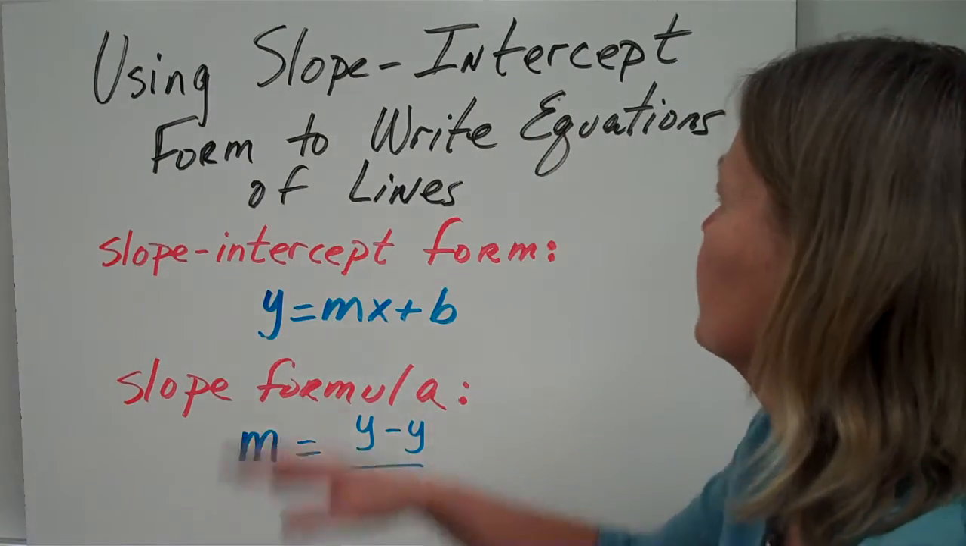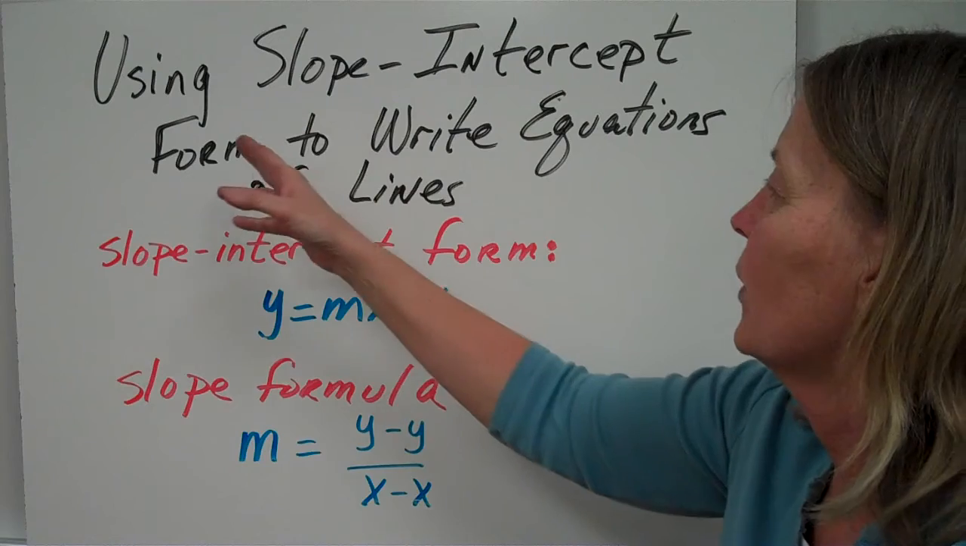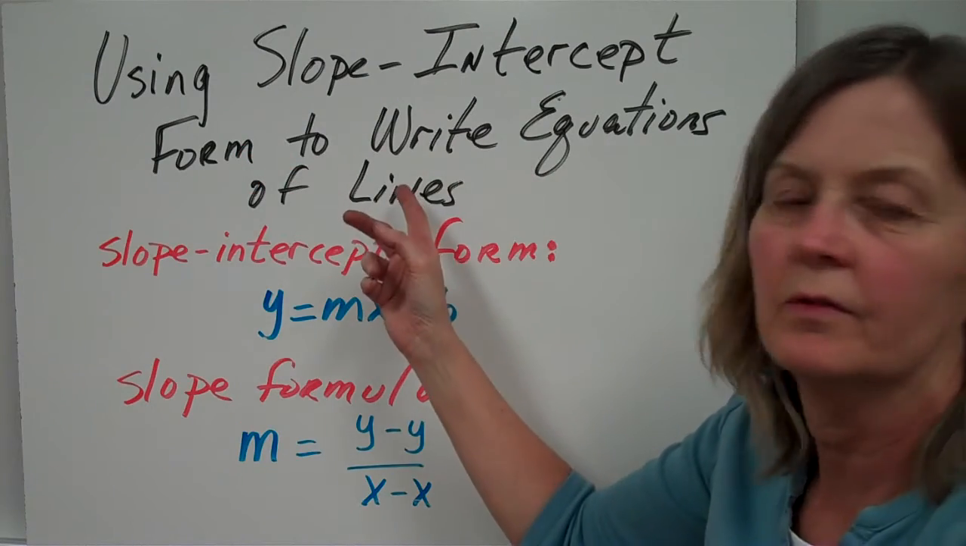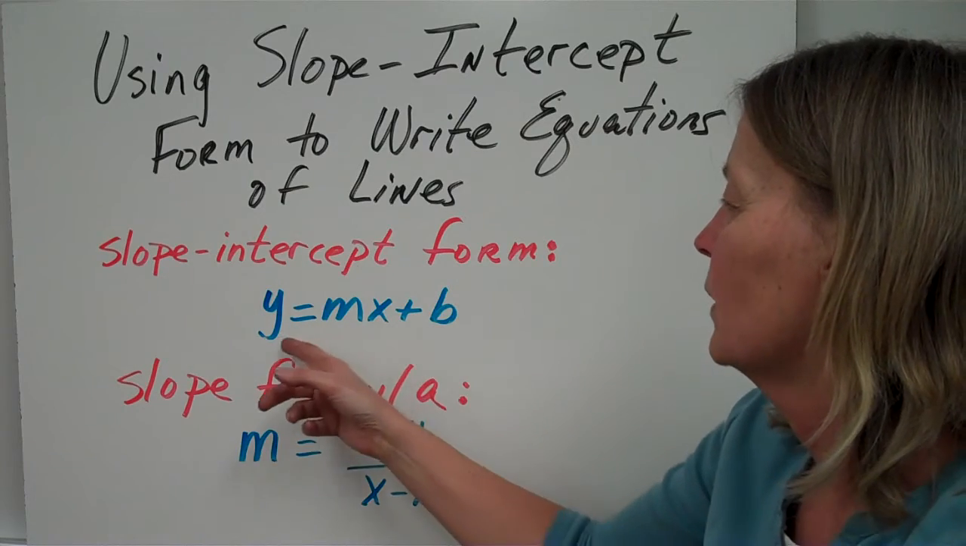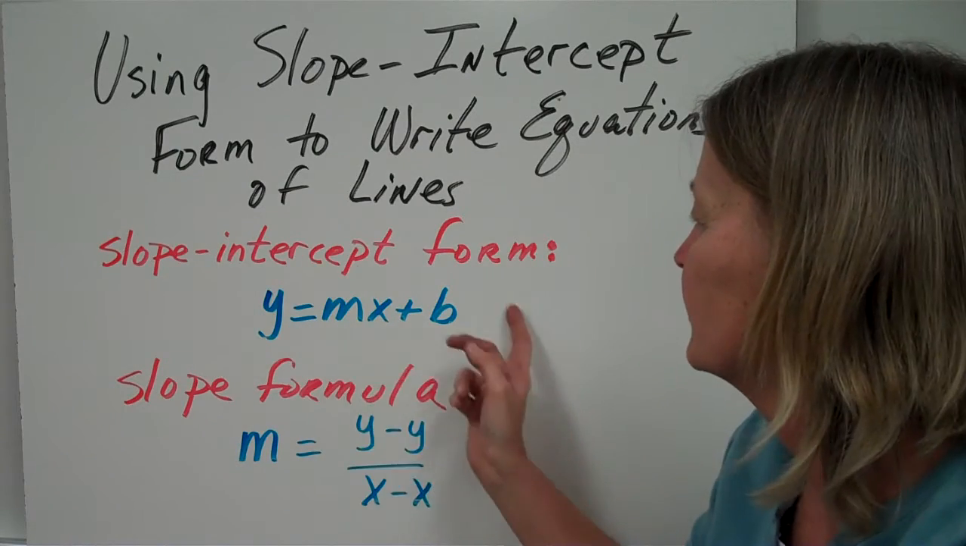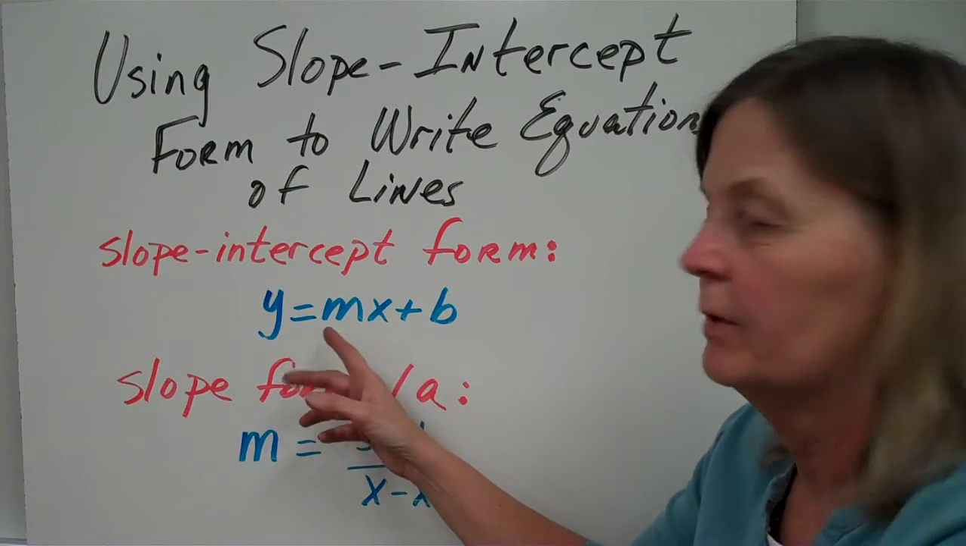This lesson is going to explain how to use the slope-intercept form or formula to write equations of lines. So a few things I want to review with you. First of all, slope-intercept form, y equals mx plus b. We've been using this throughout the year. I want to review a few points.